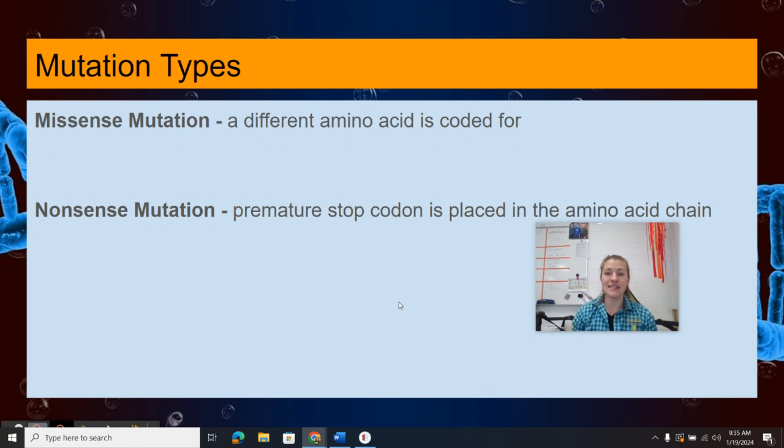A nonsense mutation is if we code for a premature stop. So a nonsense mutation is if you have a string of protein that should be like 1,000 amino acids long, and in the third one, you accidentally code for a stop. You're just not even going to make that protein.